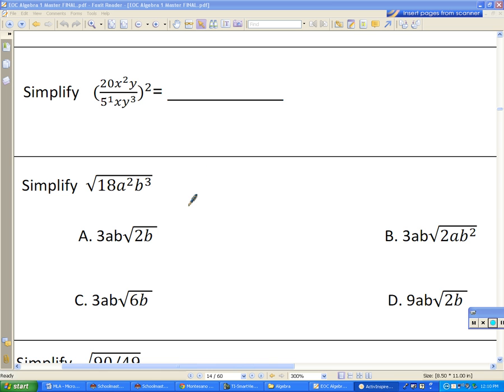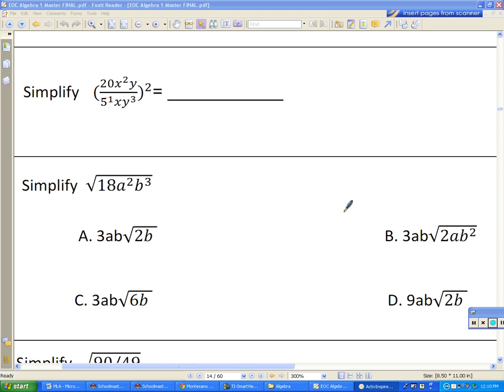Okay? So I'm done with the 9. Square root of 9 is 3. Pulled it out. Done. Okay? What is the square root of a squared? A. Good, because the square root and the squared cancel each other. So I'm going to take this and take it out of the square root and write it as an a.